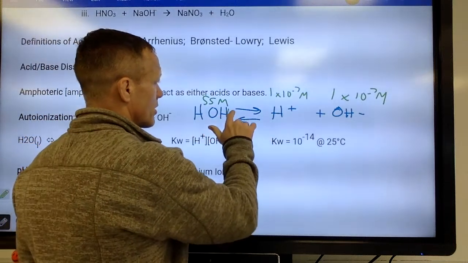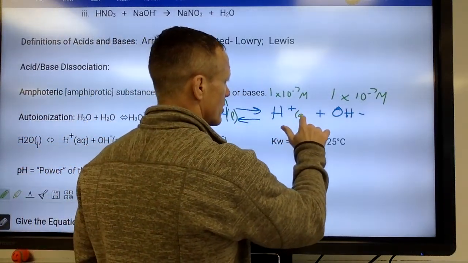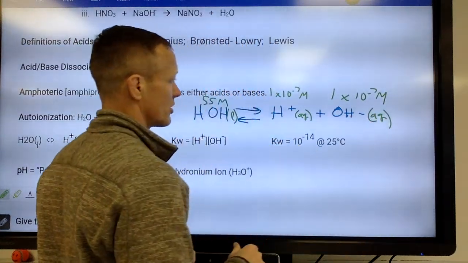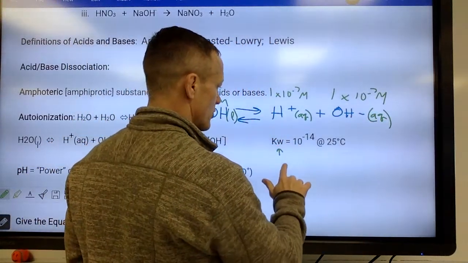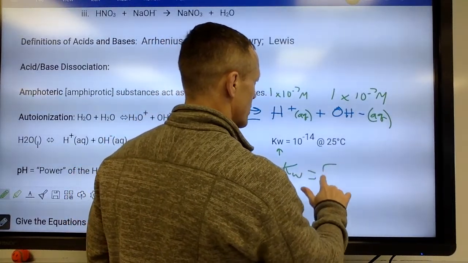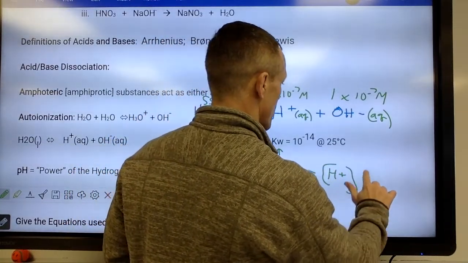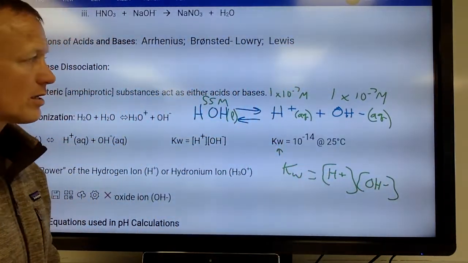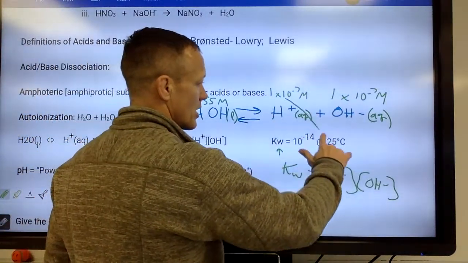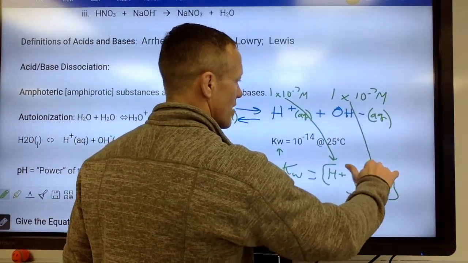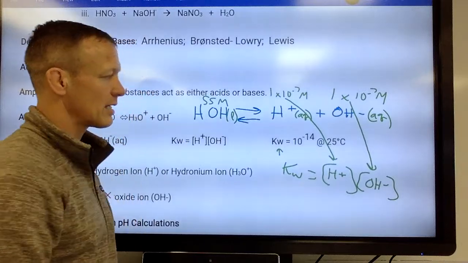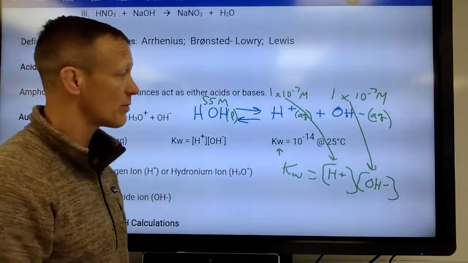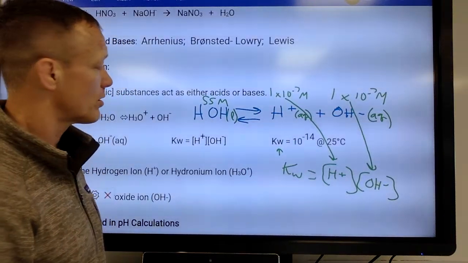Remember, water is a liquid. These are both aqueous. So if we write our K expression, Kw, the K of water, is concentration of H plus to the first power times concentration of OH negative to the first power over nothing because water is a liquid. Well, if we plug in that and that, we get 1 times 10 to the negative 14th. That is called the Kw of water. That is true at 25 degrees Celsius, not true at other temperatures, but that is the Kw of water.